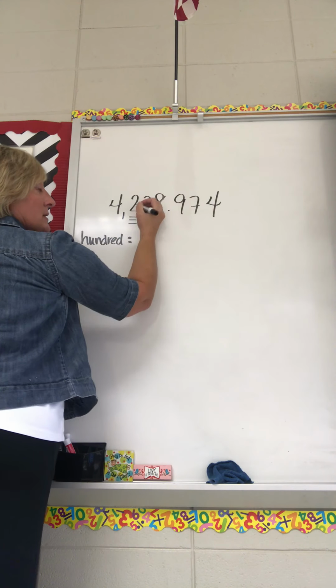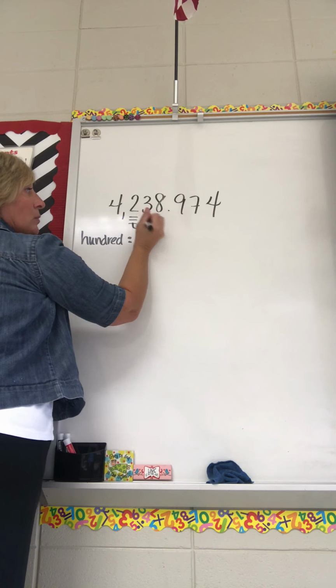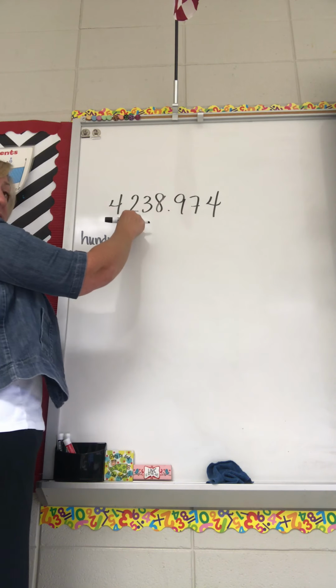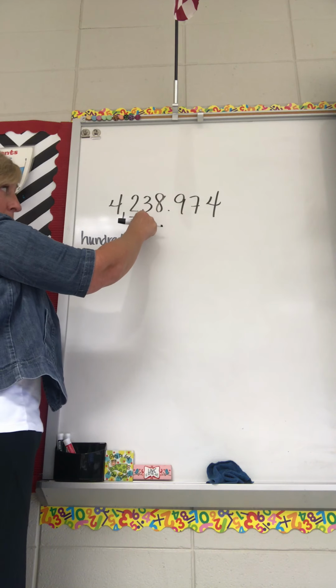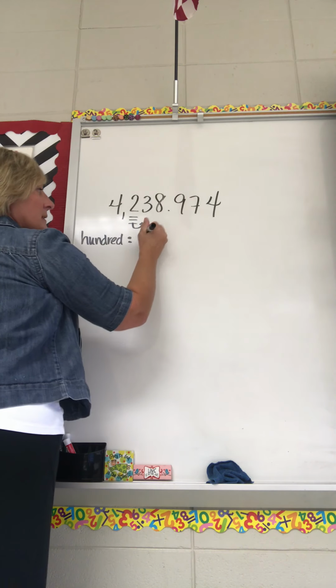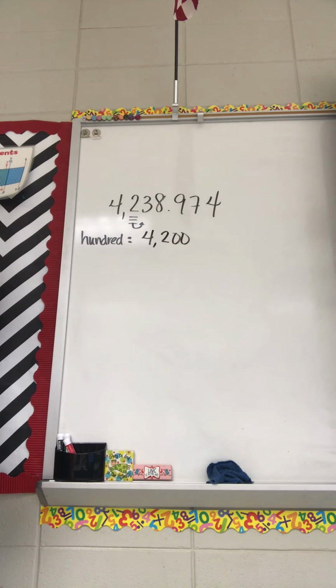Those are our options. So when we go to the hundreds position, we look behind it, and that number will tell us whether the 2 stays a 2 or whether it goes up. Since this number is 4 or below, it's going to stay the same. So this number rounded to the 100 position would be 4,200.